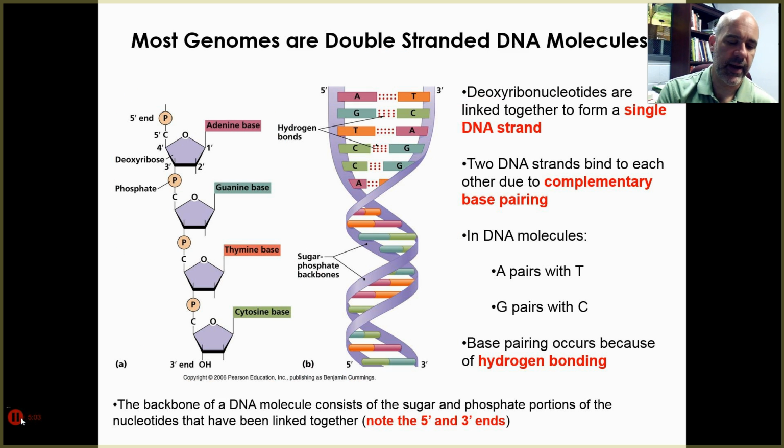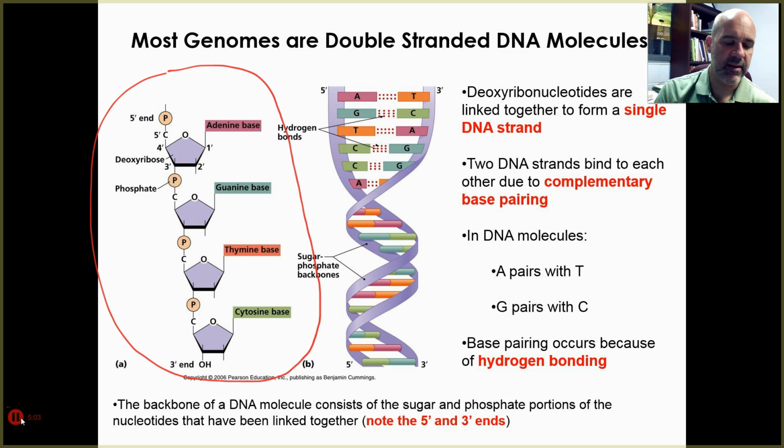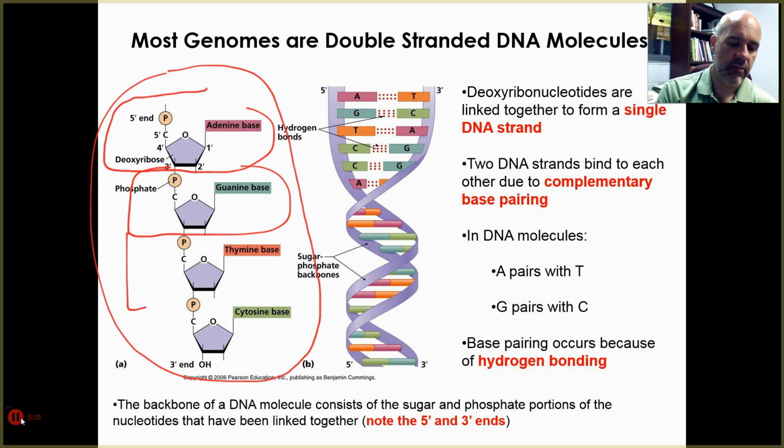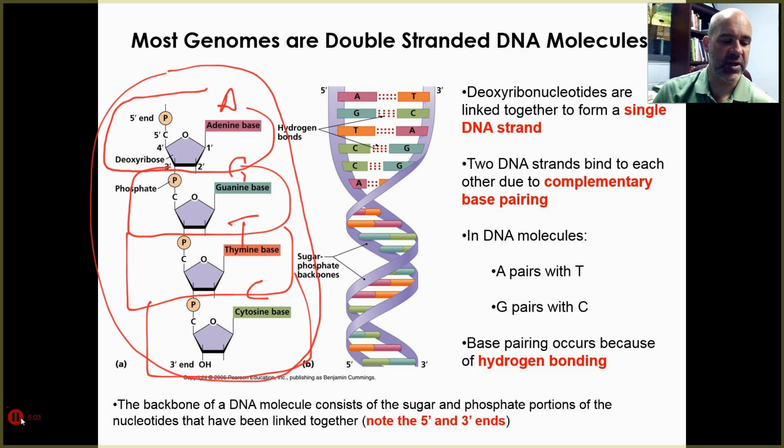Let me wipe all that out. There's a very short strand, a single strand of DNA. So you've got a nucleotide right there, you've got a nucleotide right there, and right there. You've got an A here, G, T, and C. Those are the nitrogen-containing bases.